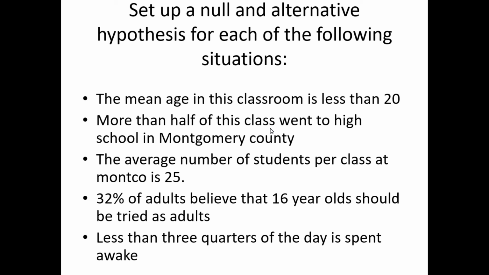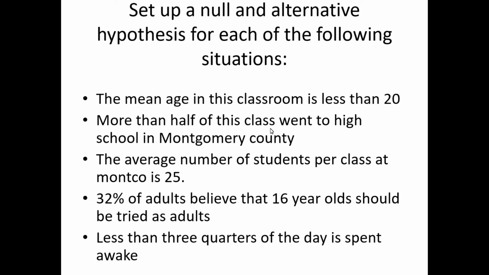For the next one, H0 P equals 0.32. So the 32% of adults is the proportion that we're trying to isolate. Our null hypothesis, H0 P equals 0.32.